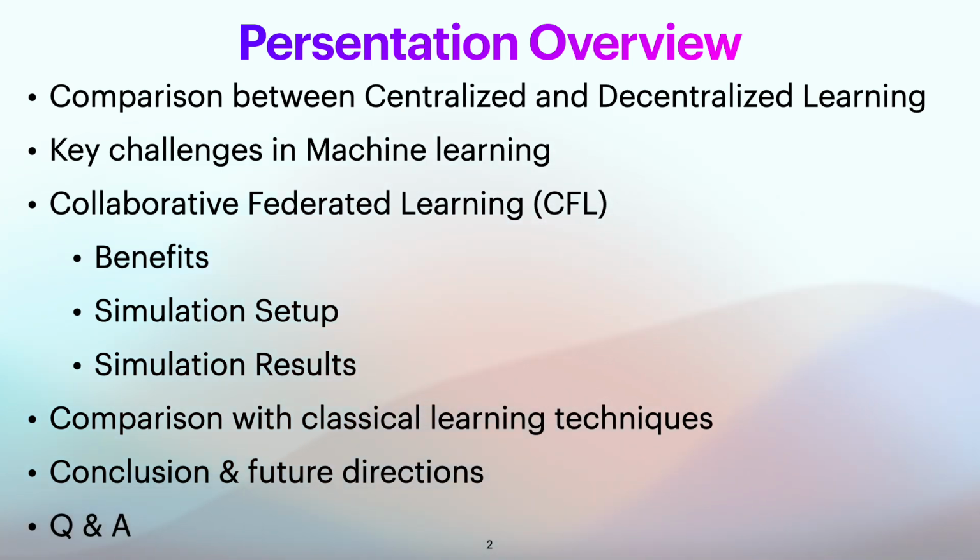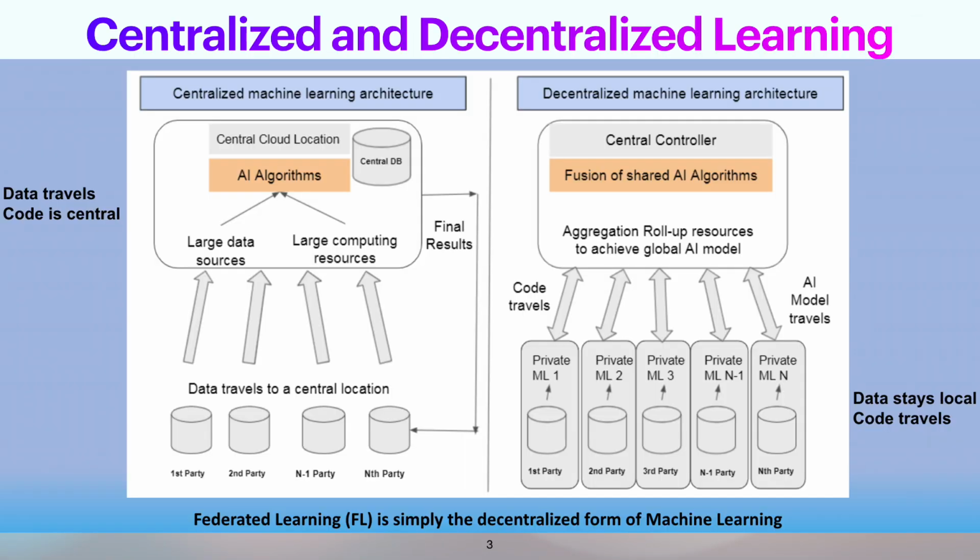I'll discuss its benefits, the simulation setup where we did the experiments, as well as the results, followed by the comparison with classical machine learning techniques, the conclusion and summary, as well as the future directions that the community can take up, followed by the final question and answer. I can definitely respond to those. With this, I'll first start with what we mean by centralized and decentralized learning.